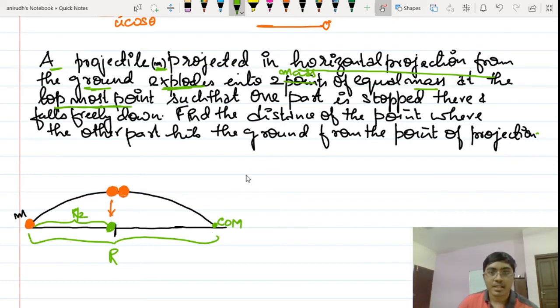So displacement of the center of mass, x cm. What is the displacement of the center of mass? Displacement of the center of mass from origin to this particular point, that is the range itself, right? So this is the range itself because the center of mass is actually covering the entire trajectory of the projectile motion completely. So this is the range. Now how will you find this?